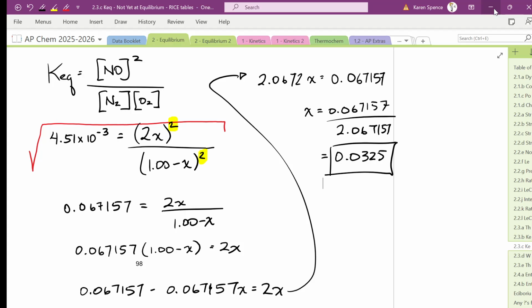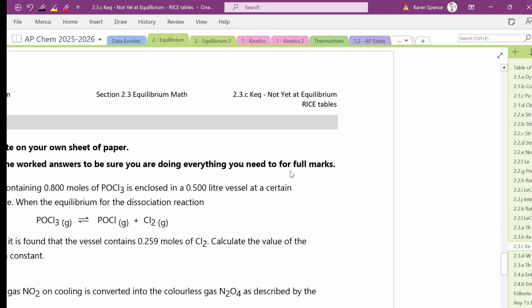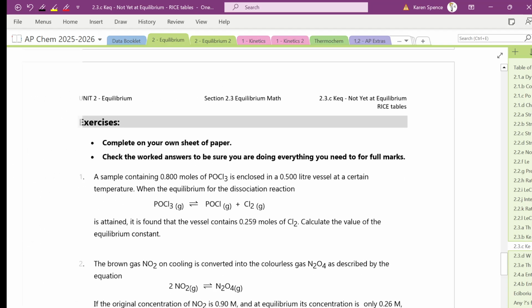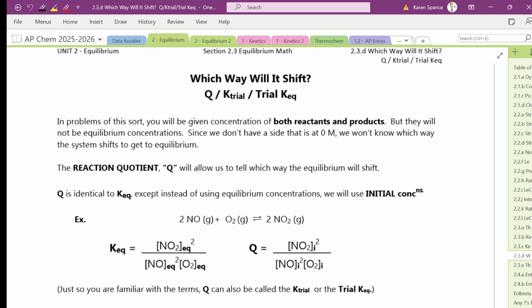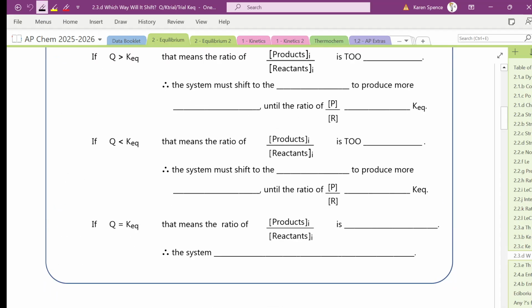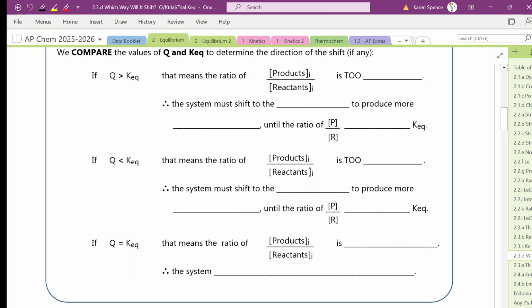All right, there are some exercises here. We're going to skip that and carry on. Which way will it shift? Oh, this is interesting. This is on page 100.